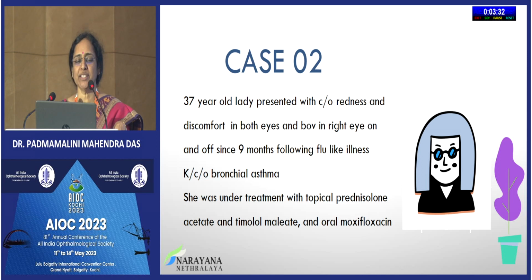Next, move on to case 2. It's a 37-year-old lady presented with complaints of redness and discomfort in both eyes, defective vision on and off for 9 months, and she gives a history of flu-like illness. She is also a known asthmatic, and for eye inflammation she has been using topical prednisolone, timolol, and she used oral moxifloxacin for the systemic flu-like illness.